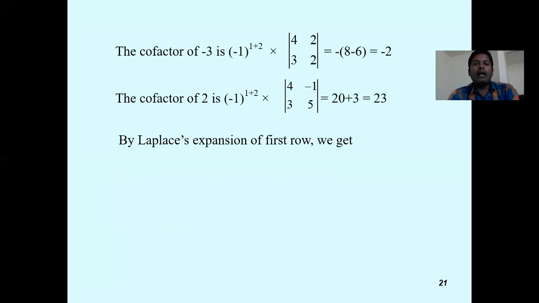Next, by Laplace expansion of the first row, we get delta equal to 1 into minus 12, plus minus 3 into minus 2, plus 2 into 23. We get minus 12 plus 6 plus 46, which is equal to 40.